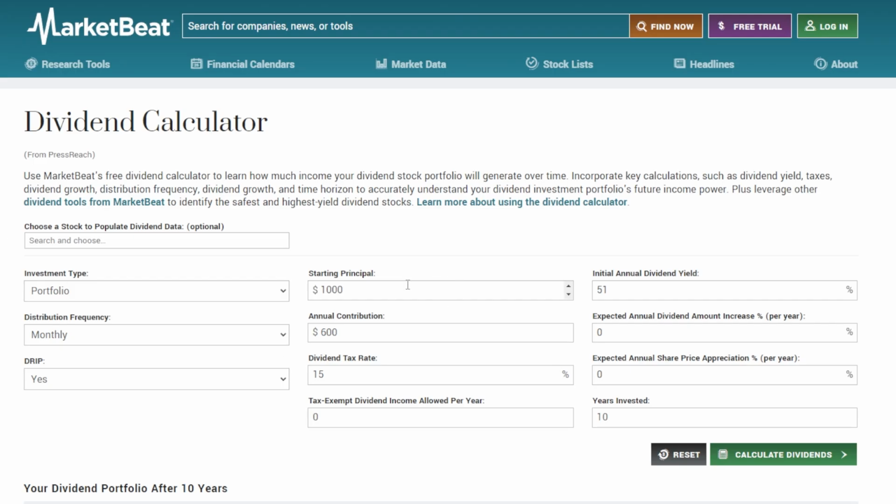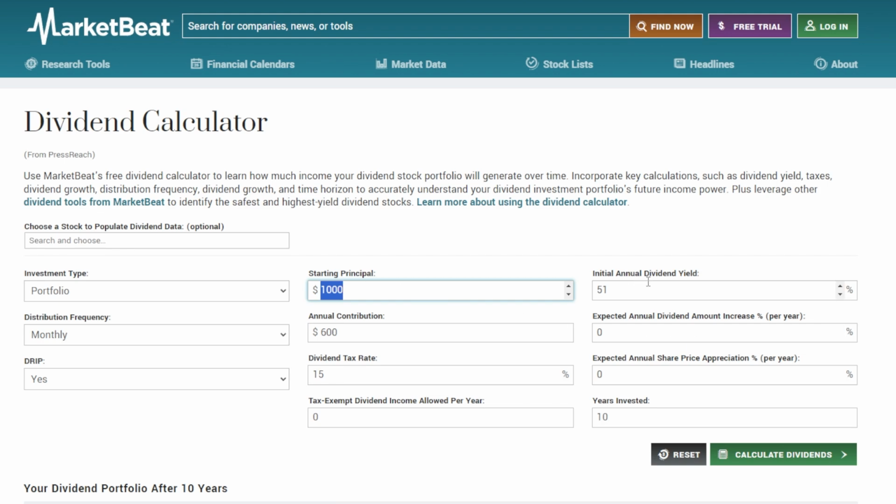So next, in order to see how long it would take an investor to potentially turn $1,000 invested into TSLY into $10,000, we would input the following: first of all, a starting principal of $1,000 when it comes to TSLY. Next, on top of that, I put $600 of annual contributions, so $50 more per month basically you'd be adding into your portfolio to buy more TSLY on top of the initial.